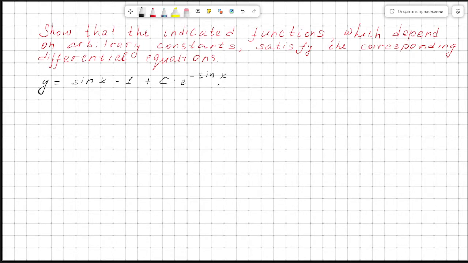And we must prove that the function is the solution of the differential equation dy over dx plus y times cosine of x equals 1 over 2 times sine of 2x.